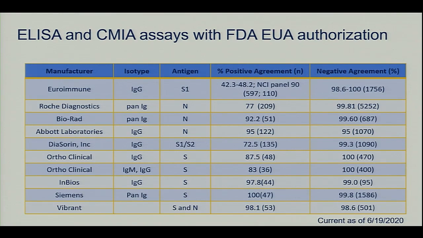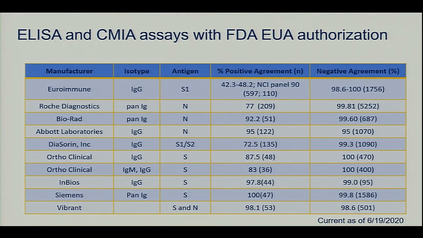This is just a list I pulled off of the FDA website of approved assays or assays with EUA authorization, the companies that make them that have been approved as of last week. So you can see the different companies that are making antibody assays and the isotypes they're detecting. Several are detecting total Ig, some are IgG, and then some separately IgG and IgM. A few target the nucleocapsid protein, some the S1, and then some both S1 and S2.